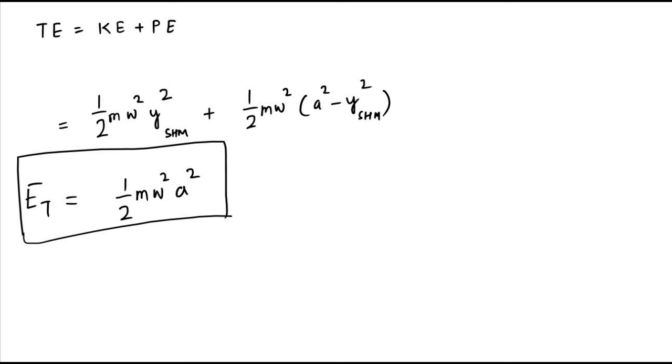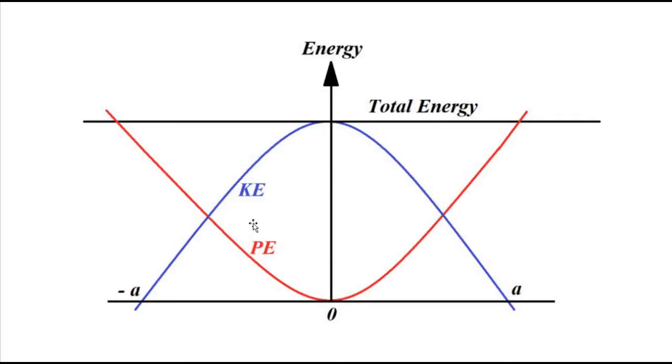Now if we want to represent the energy of a particle in SHM in graphical form, it will be like this. If you notice the blue plot, both the kinetic energy and potential energy versus displacement will always be in the form of a parabola centered around y equal to 0. This is displacement and this is energy. This blue one is for kinetic energy, red one is for potential energy, and the straight line parallel to the displacement axis is for the total energy.